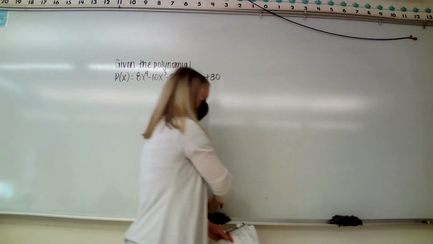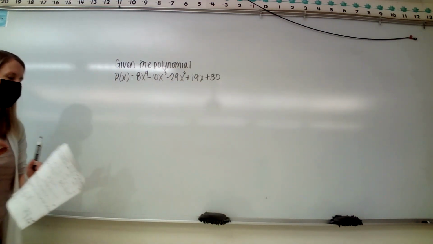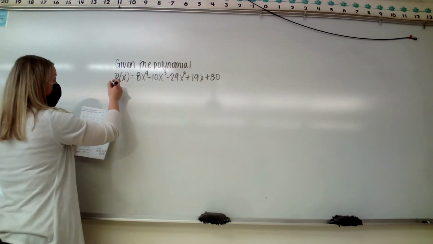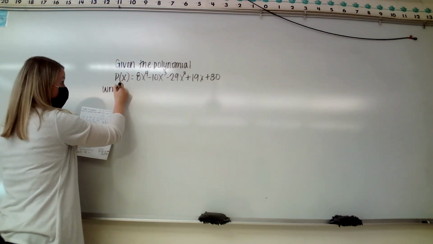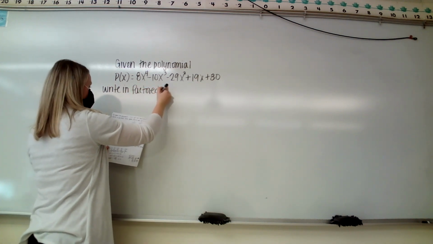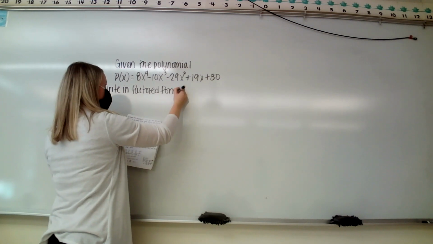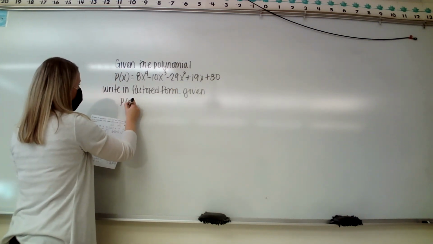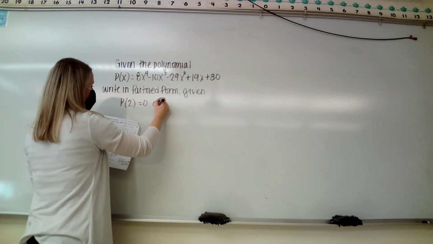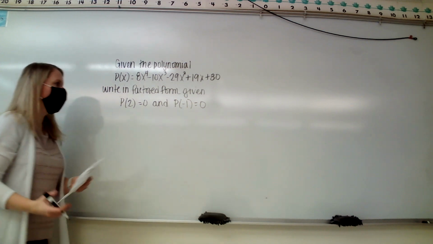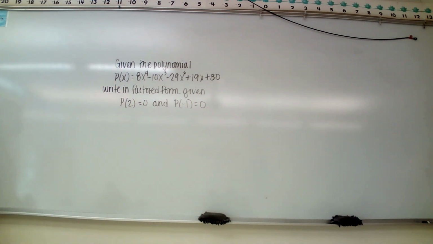And then it's going to tell you the same stuff, just in a different way. So we just want to look at that. I'm going to ask you to write it in factor form. That's what we just did. So that's looking semi-familiar to us. Form, given that P of 2 equals 0 and that P of -1 equals 0. Same exact information, just written in a different way.